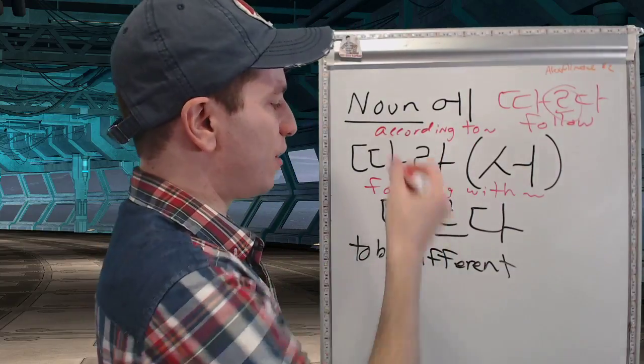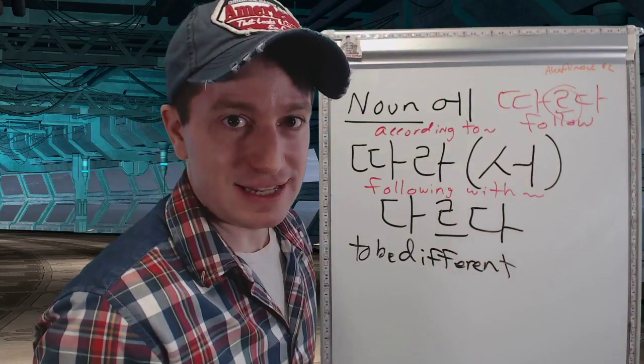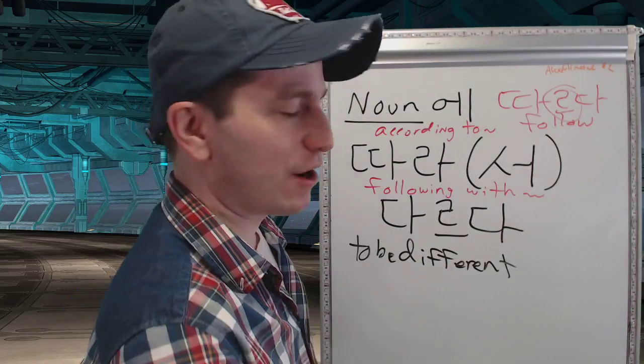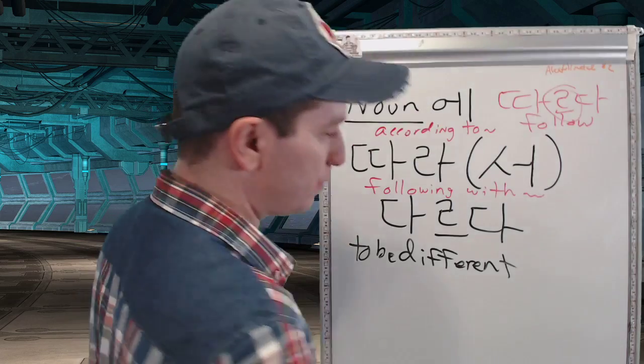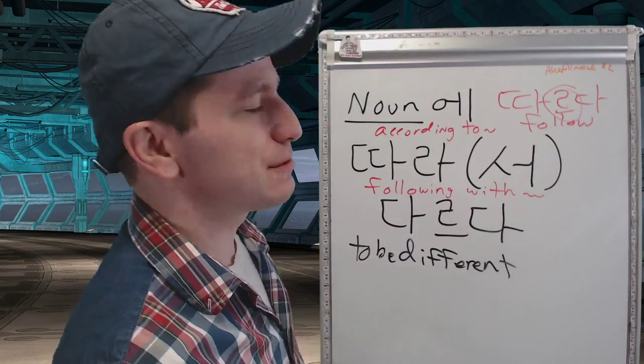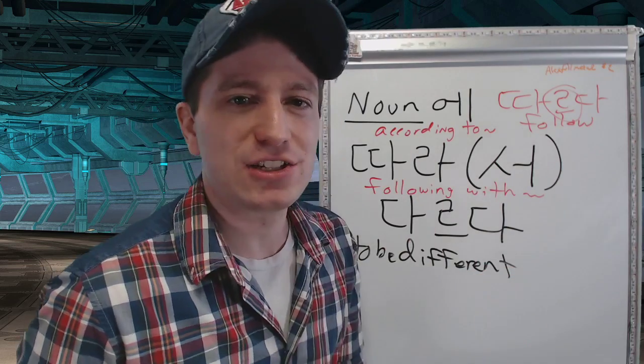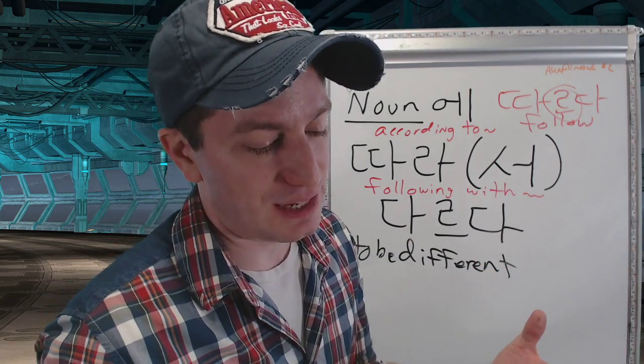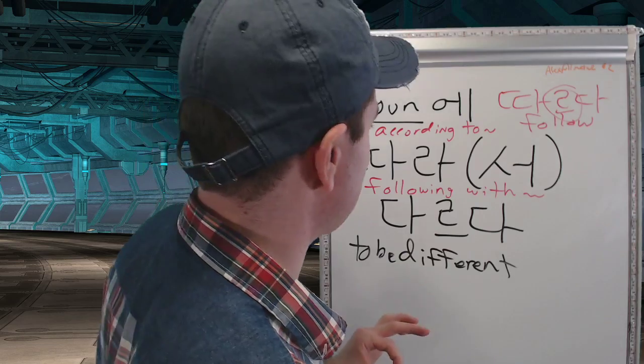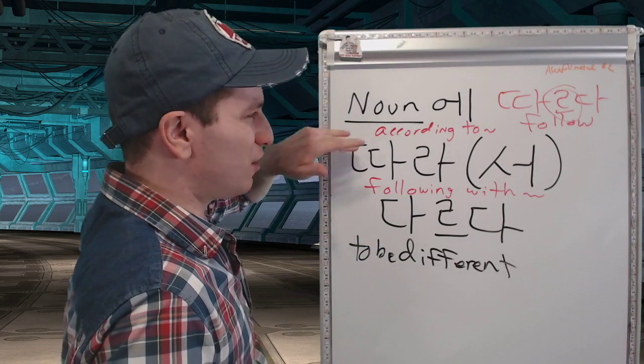According to noun, 다르다. It's different. Following noun, it's different. That's the literal meaning that you get. But this meaning translates more closely in English to how we would say it: depends on. It depends on something. So literally just, it's different according to the noun.